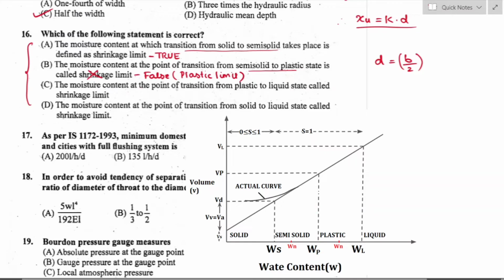Option C. The moisture content at which the point of transition from plastic to liquid state is called shrinkage limit. This statement is also false because the point of transition from plastic to liquid state is called liquid limit. Option D. The moisture content at which a point of transition from solid to liquid state is called shrinkage limit. This statement is also false. So, the right answer will be option A.